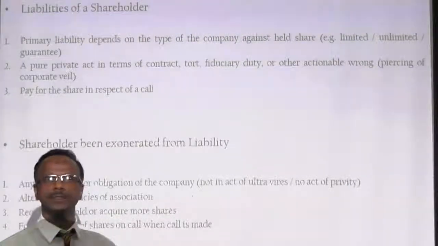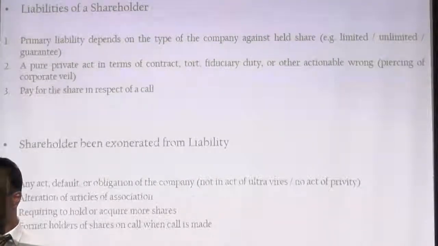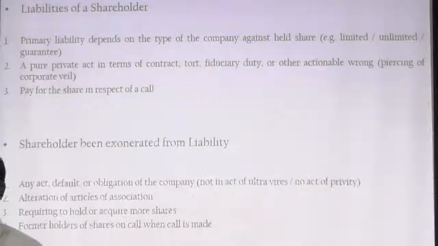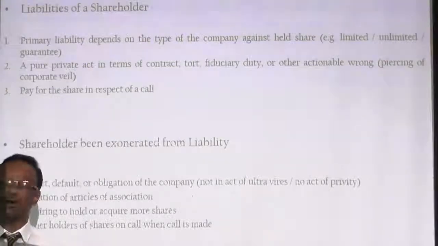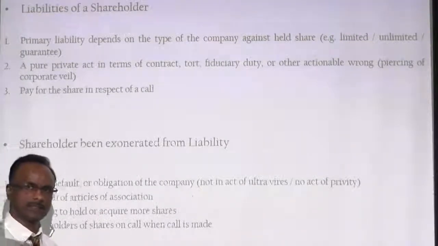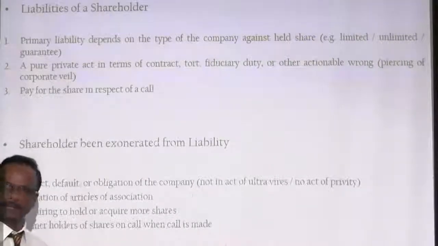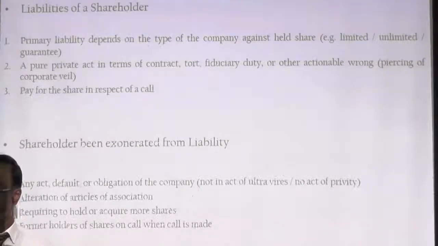One of the liabilities of the shareholder who holds shares in a company, or the primary liability, depends on the type of the company against the held shares. That is, depending on whether a particular company is limited by shares or unlimited by shares or guaranteed by shares. So the primary liability of a shareholder would be to make sure that the limited company acts in such a manner, thereby letting it hold limited liability, or if it's an unlimited liability company, the shareholders become unlimited in the liability that they hold, and therefore to be mindful of the matters that they are involved with.